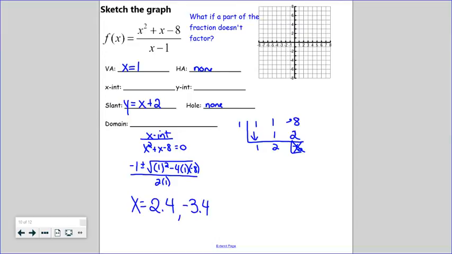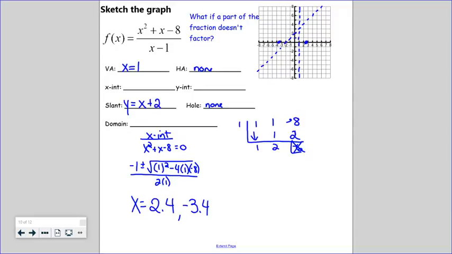So we had a vertical asymptote at 1. We had a slant asymptote up at 2. Okay, and then we have intercepts at 2.4 and negative 3.4. They could just be ugly. That might be one of the things that happens.